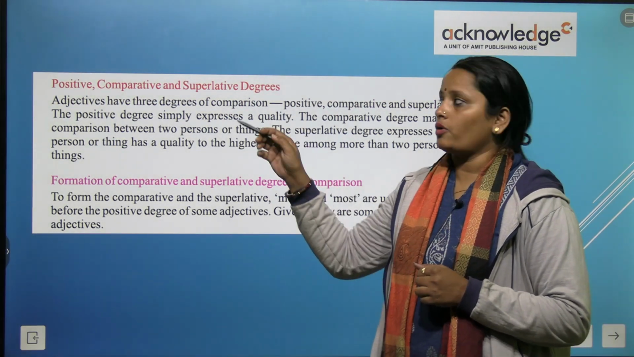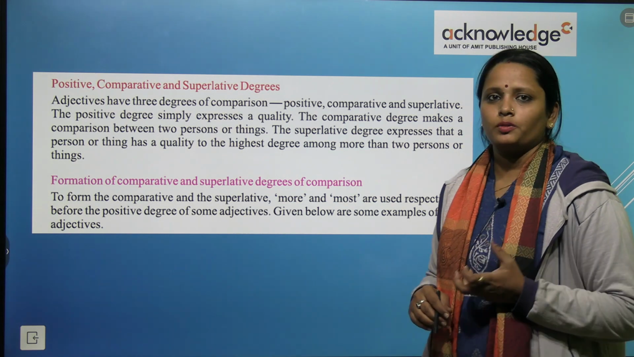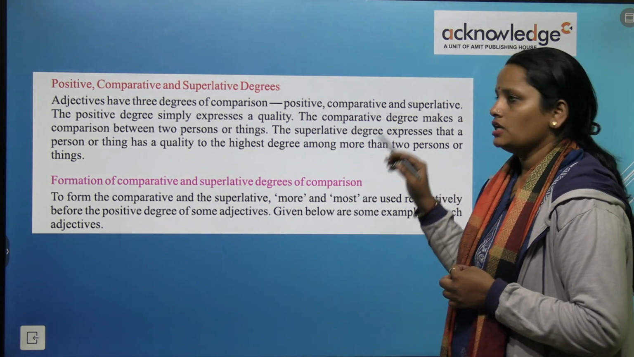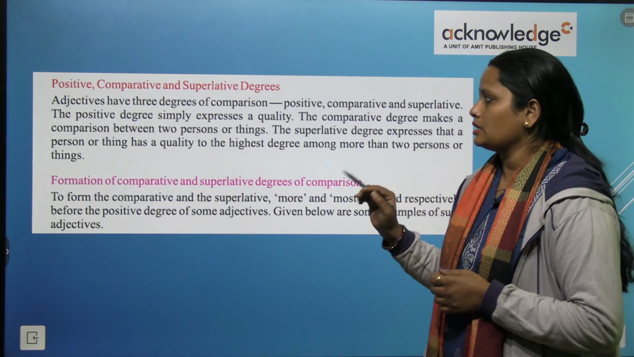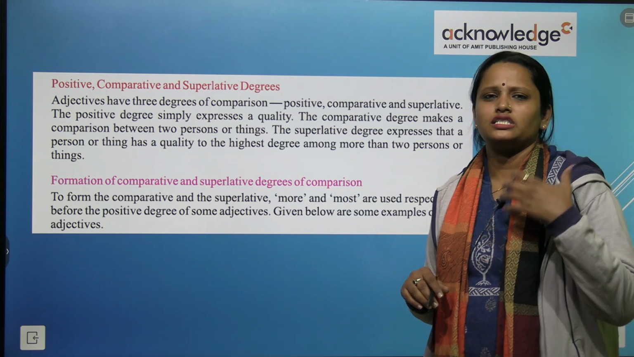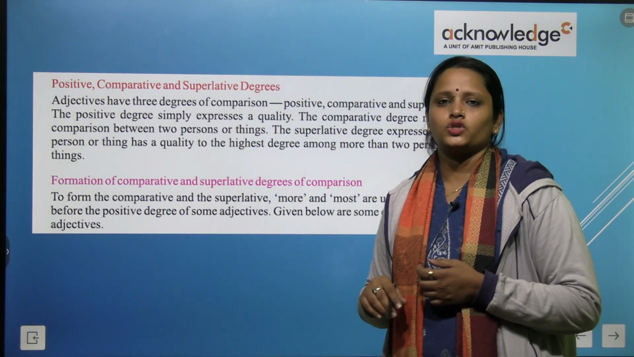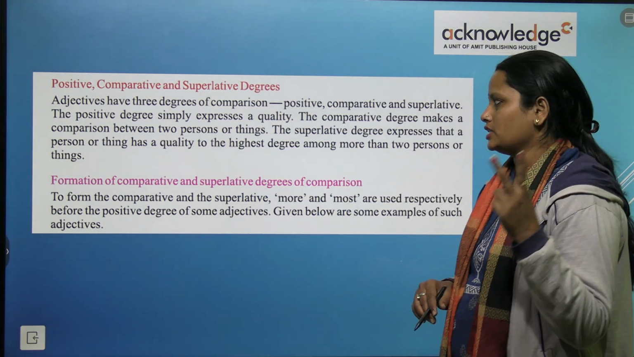Now next comes the positive, comparative and superlative degree. A positive, comparative or superlative degree क्या है? Let's see. Adjective have 3 degrees of comparison: positive, comparative and superlative. The positive degree simply expresses a quality. Positive degree सिर्फ एक quality बताता है. The comparative degree makes the comparison between two person or thing. जो comparative degree है वो दो के बीच में comparison करता है.